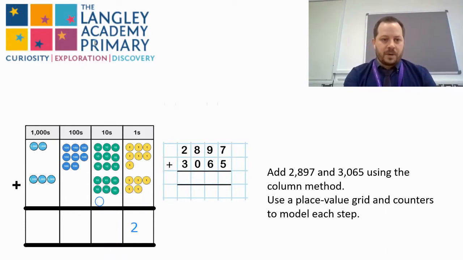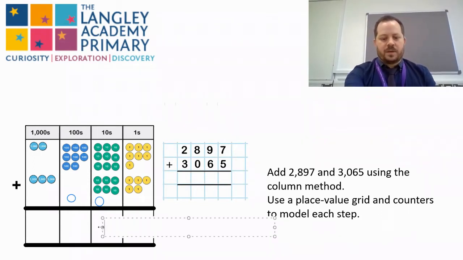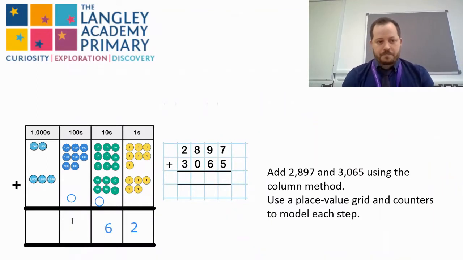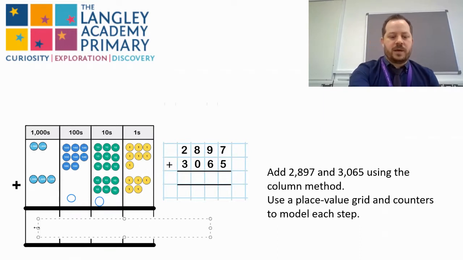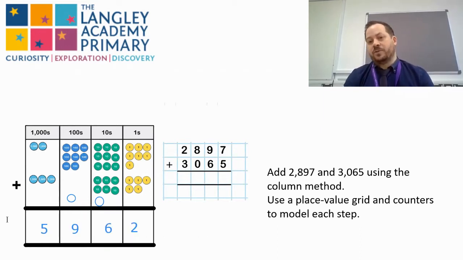Once again, we're going to add an additional counter into our hundreds column because 16 we can't have, so the 10 tens goes into the hundreds, and we leave the 6 in our current column. Then we look at our hundreds column. Again, we count them up. We go 1, 2, 3, 4, 5, 6, 7, 8, 9. And finally, our last column, 1, 2, 3, 4, 5. So the answer we have is 5,962.